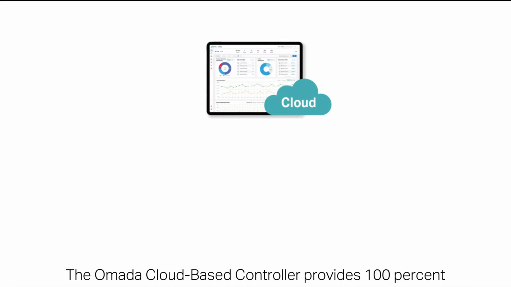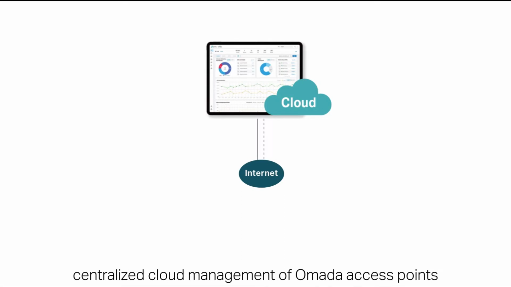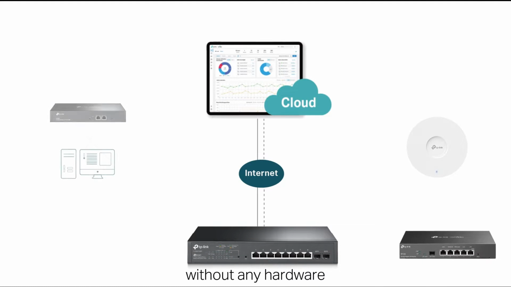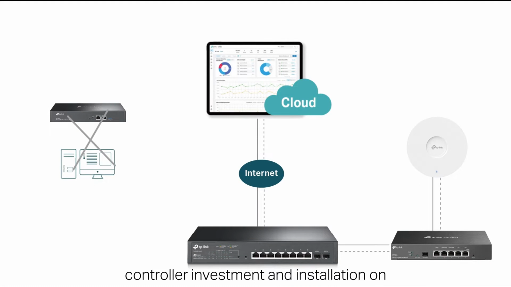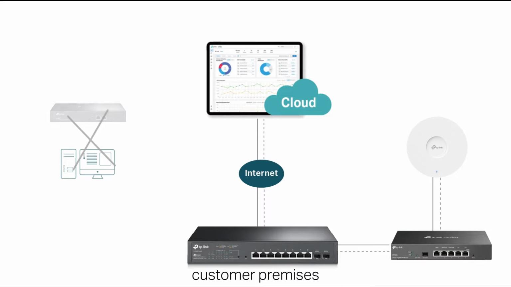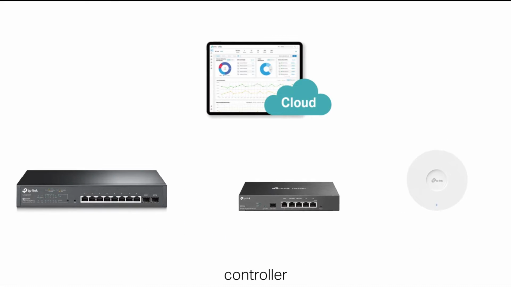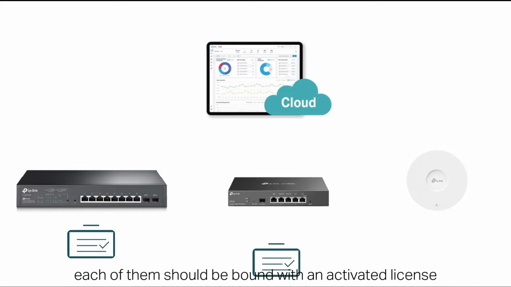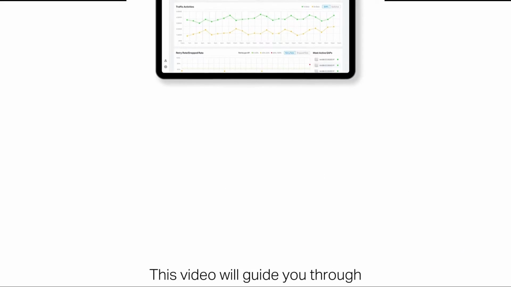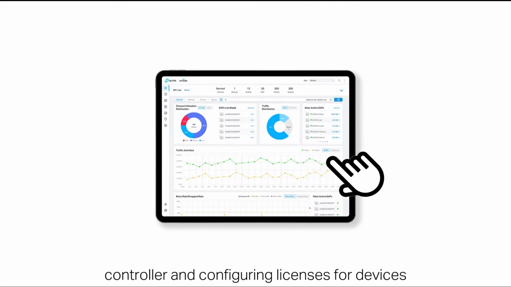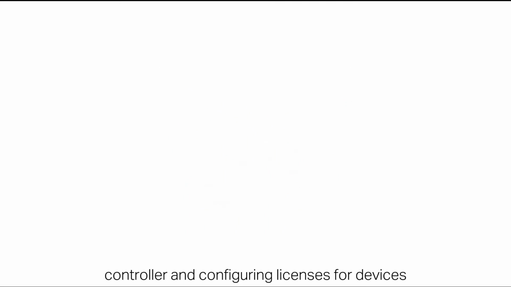The Omada cloud-based controller provides 100% centralized cloud management of Omada access points, switches, and routers without any hardware controller investment and installation on customer premises. To manage and configure devices on the cloud-based controller, each of them should be bound with an activated license. This video will guide you through setting up the Omada cloud-based controller and configuring licenses for devices.